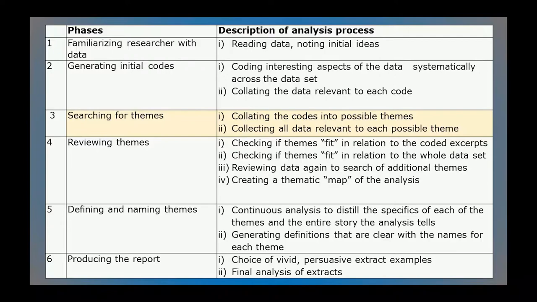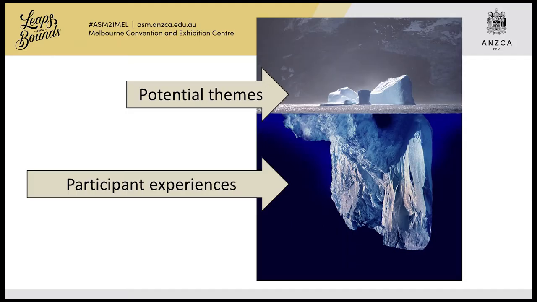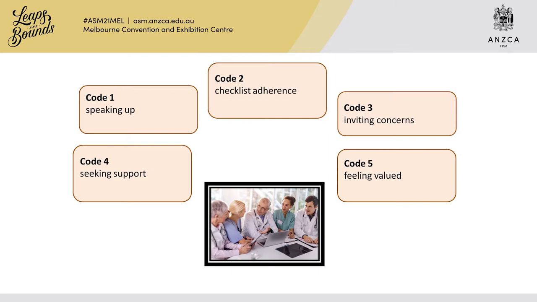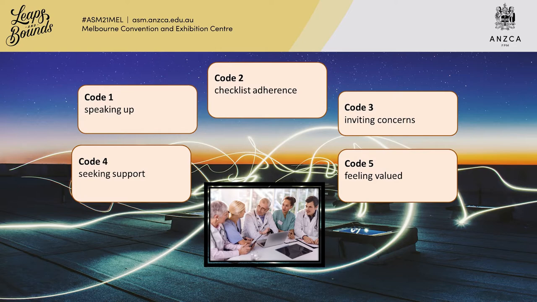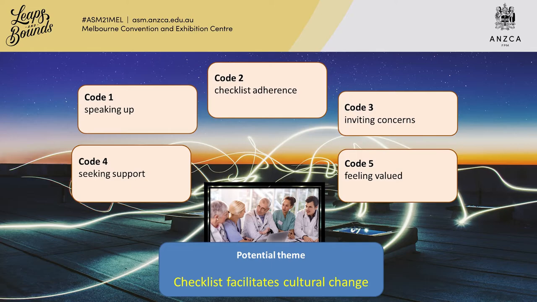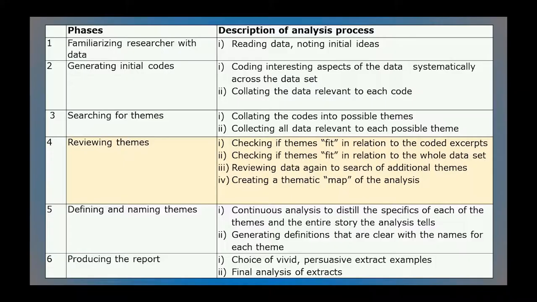Phase 3 is searching for themes. This involves collating the codes into possible themes, collecting all data relevant to each possible theme. Some codes work in concert together, and you might realize that they are all about essentially the same thing. These different codes all work in concert to come together, and then you can look at all the data that has been coded to those codes, and that will essentially tell you what your participants have to say about the theme.